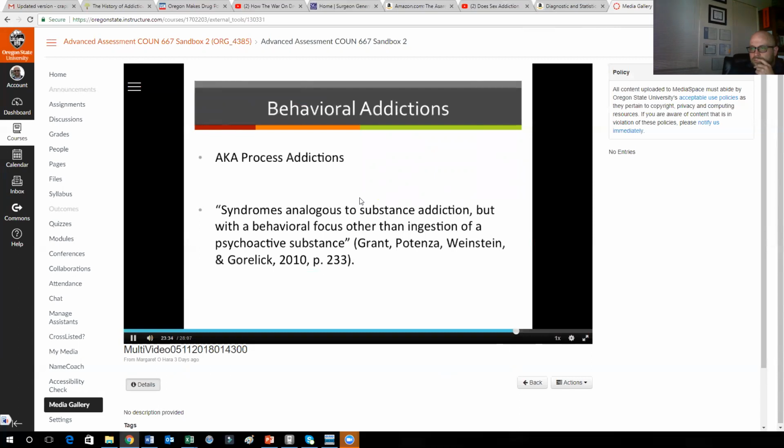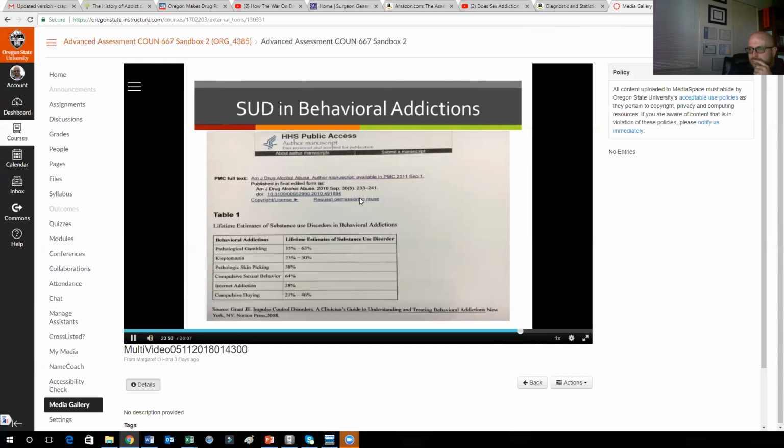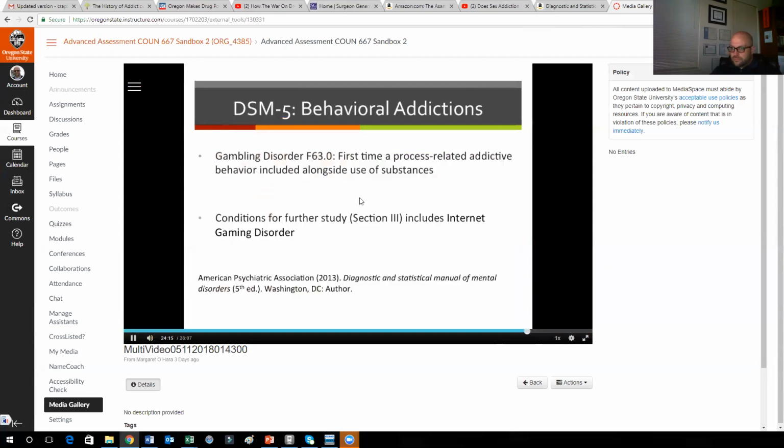Next, we continue on speaking about behavioral addictions, also known as process addictions, defined as syndromes analogous to substance addiction, but with a behavioral focus other than ingestion of a psychoactive substance. There is a high crossover of substance use disorder in behavioral addictions, as we see here in this table, indicating lifetime estimates of substance use disorder with these other behavioral addictions, including gambling, kleptomania, skin picking, compulsive sexual behavior, internet addiction, and compulsive buying.